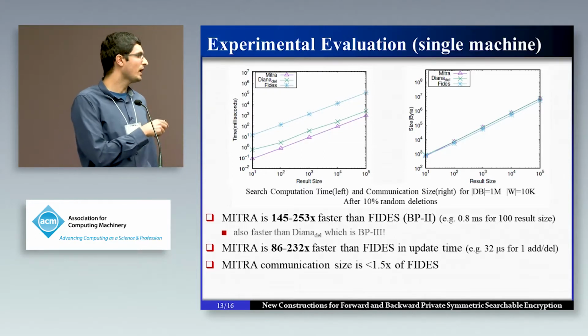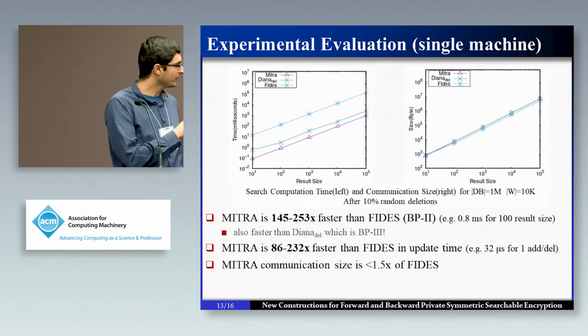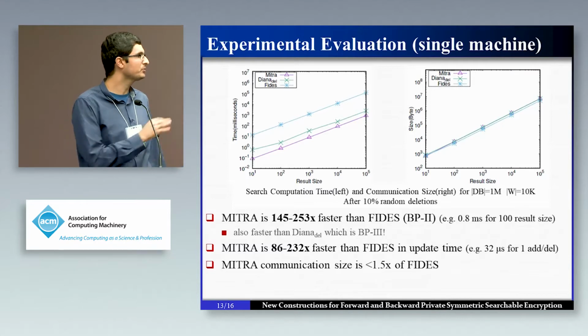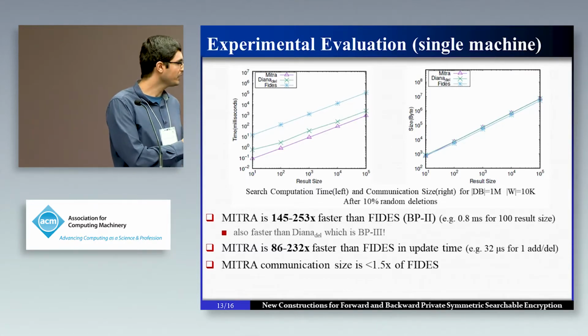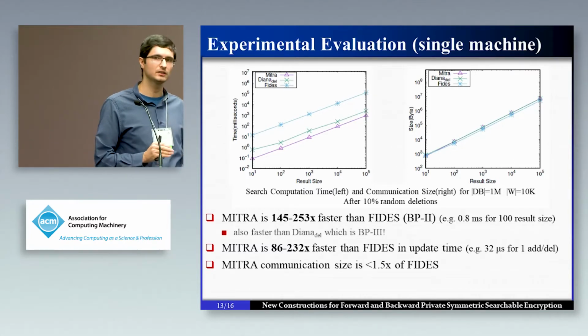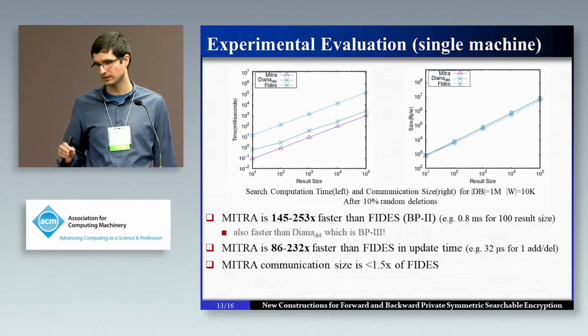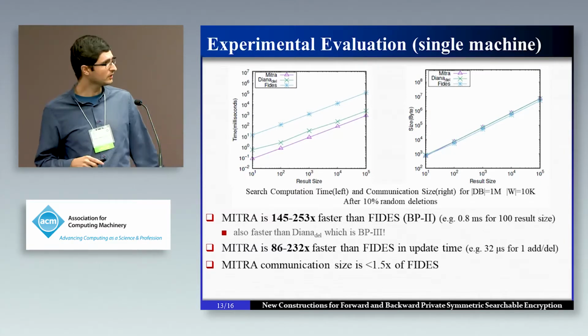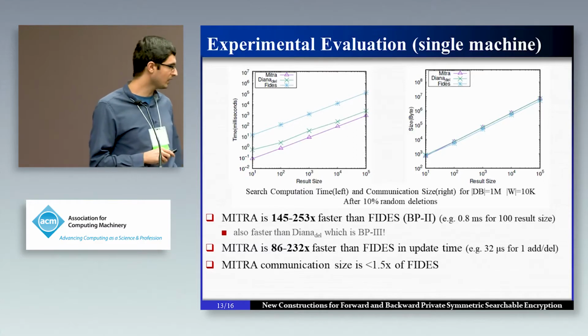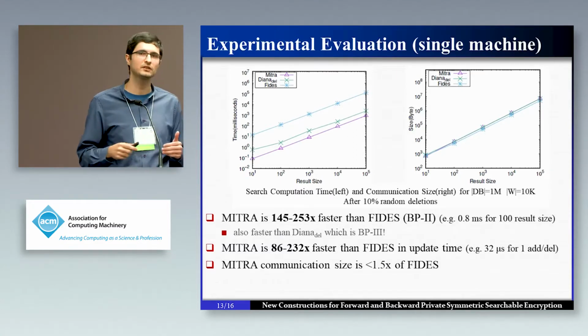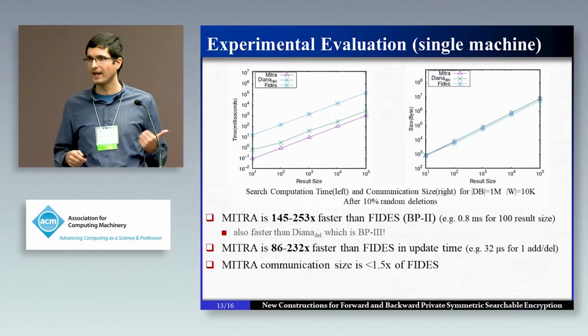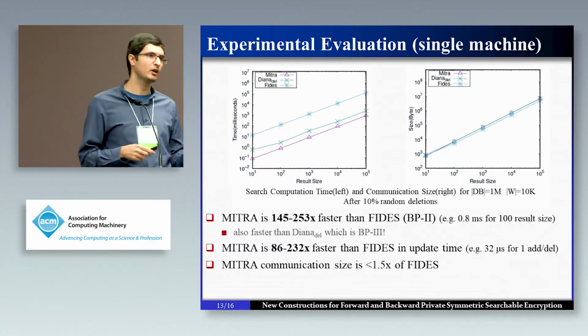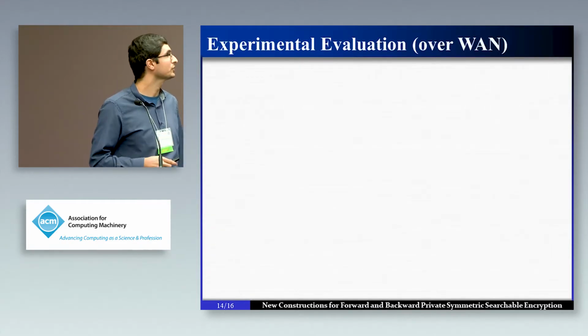MITRA is up to 232 times faster than Fides in update time. And finally, MITRA's communication size is 50% worse than Fides. Because of that, for the final result, we executed the experiment on a WAN to measure the impact of this communication size on the computation time.